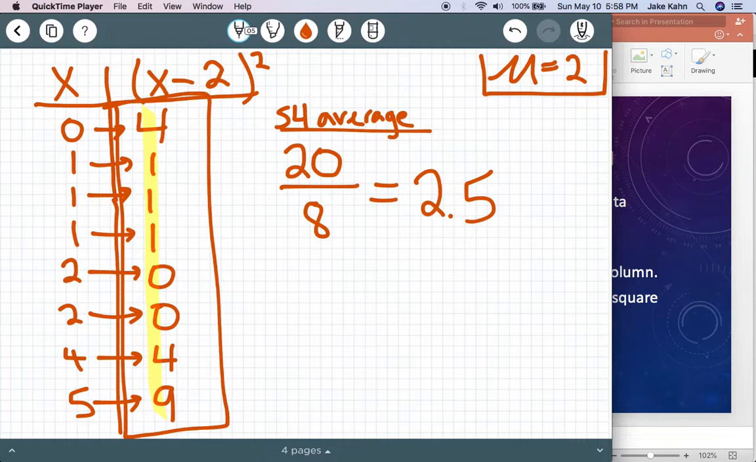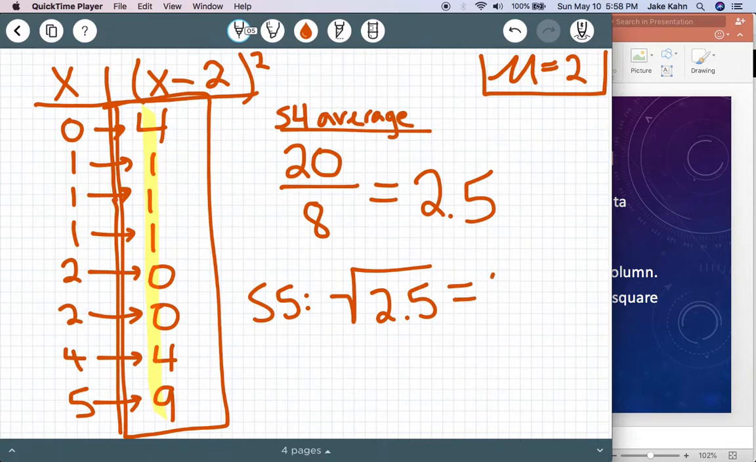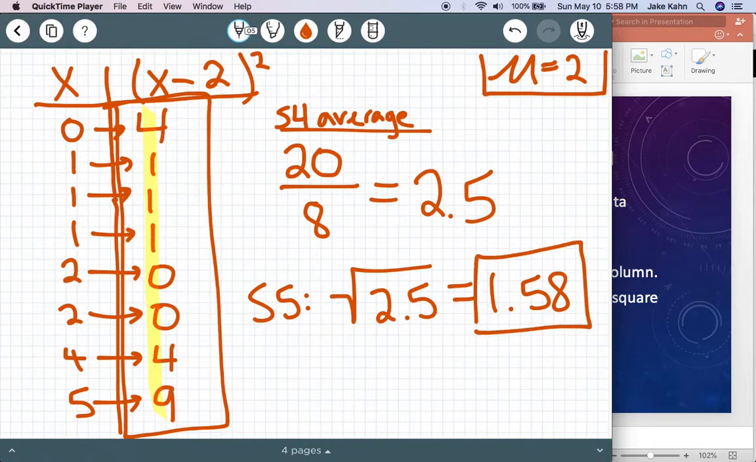And then finally, step 5, square root this number. Square root the 2.5, and you end up with your standard deviation. Plug that into your calculator. The square root of 2.5 is equal to 1.58. 1.58114 in my calculator. We're going to knock that off at 2 decimal places. And this is the answer to our first standard deviation problem. Our standard deviation is equal to 1.58.